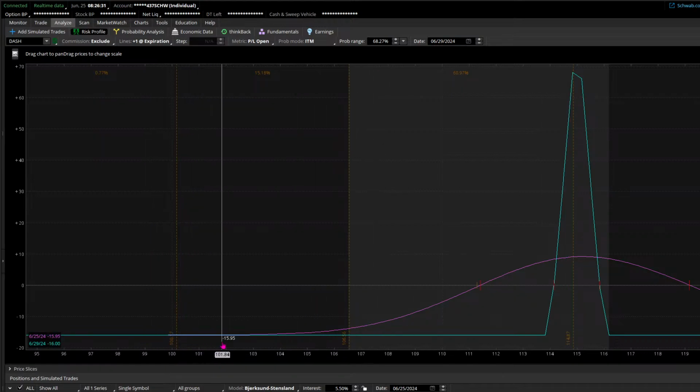So my max loss is $16. I can't lose any more than $16. My max gain, it looks like, is about $84. I saw 83. Yeah, 84 right there. That's 115 even.